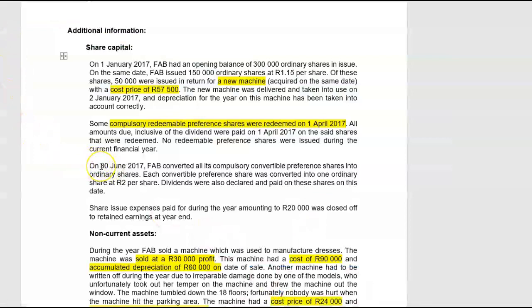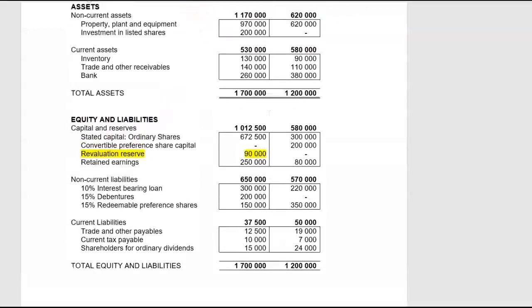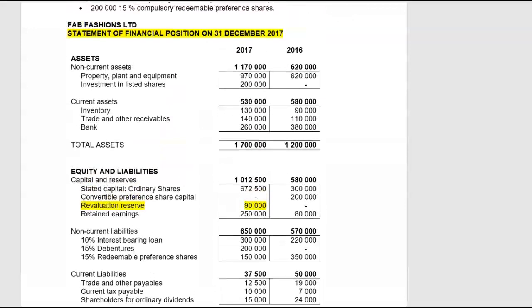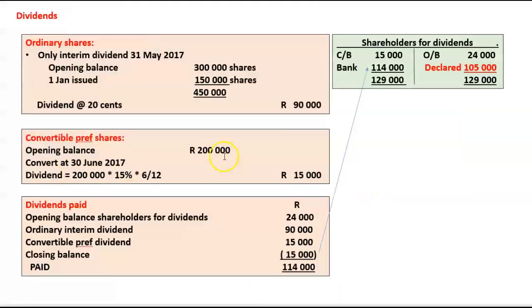On 30 June, we don't have to do the financing activities, so we're not worried about the amounts that we've paid back. On 30 June 2017, Fab converted all its compulsory convertible pref shares into ordinary shares. So halfway through the year, all 200,000 were converted into ordinary shares. So therefore, we will have a convertible pref share dividend, based on 200,000 multiplied by 15%. The rate was 15% on the compulsory shares. So let's do that dividend calculation as well.